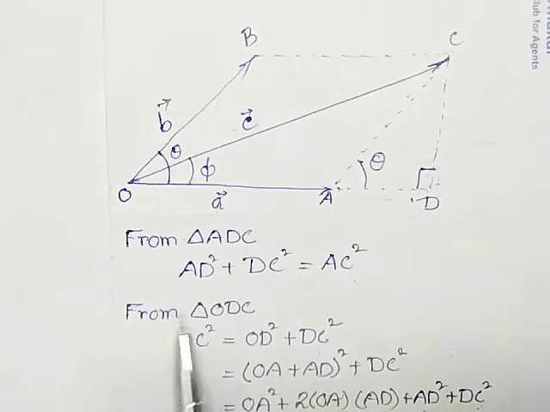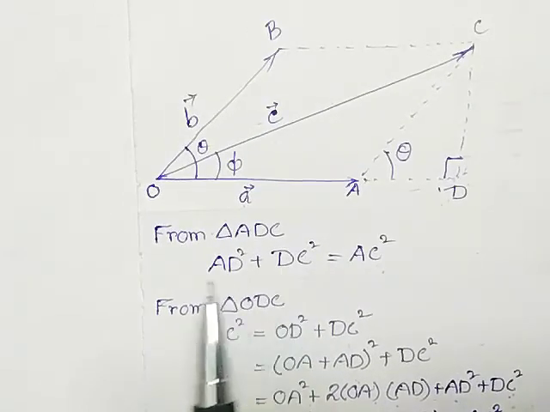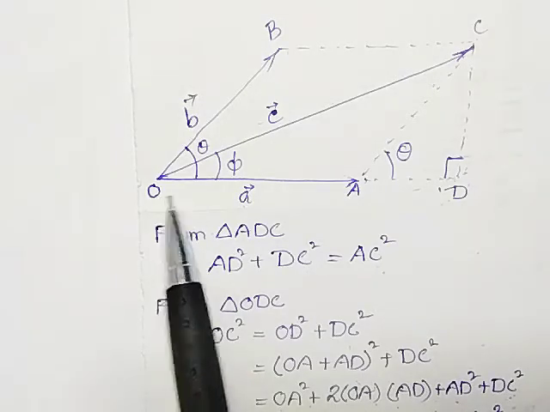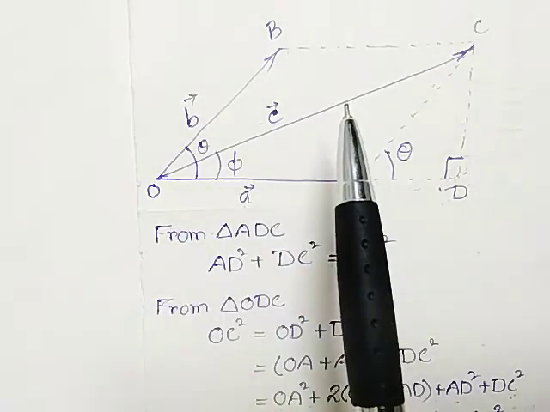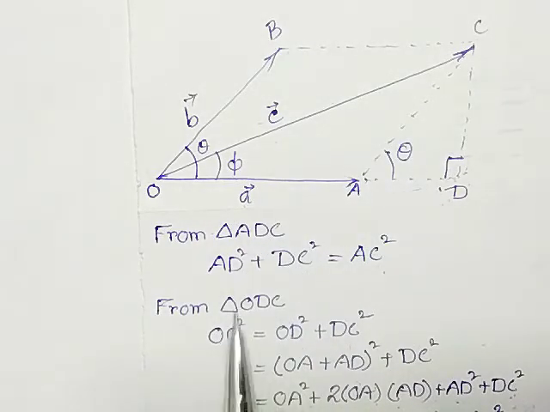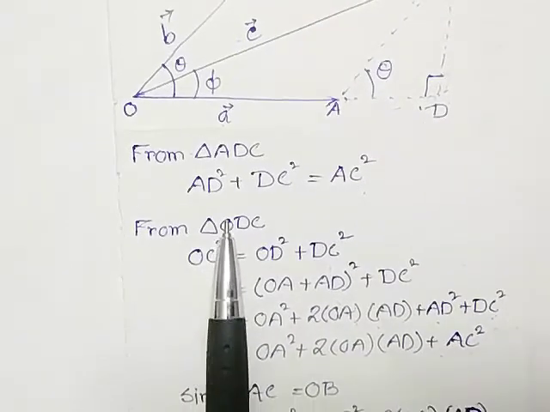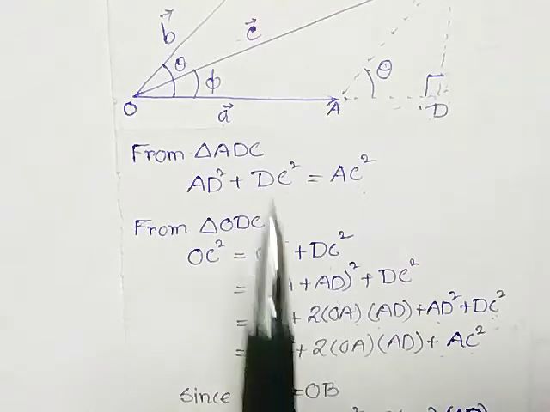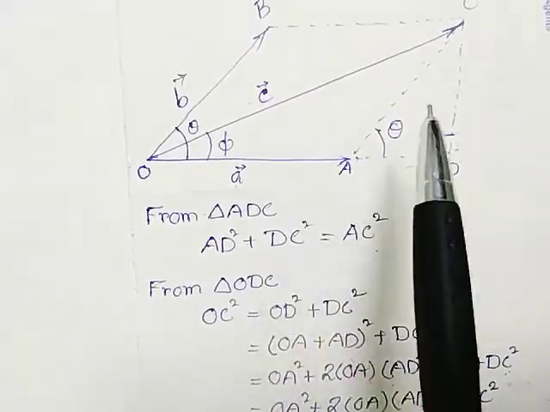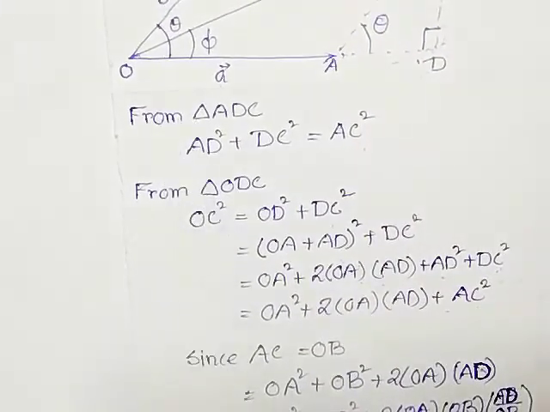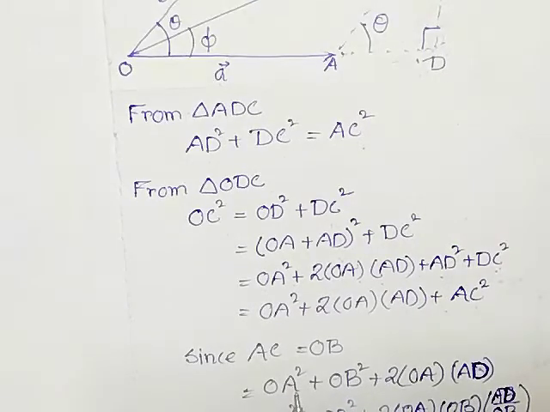Now we know it is a parallelogram, so two sides are parallel. OA and BC are parallel and equal. OB and AC are parallel and equal. So if I replace this AC square by OB square, it will not be harmful, because AC and OB are equal and parallel. So it will become OA square plus OB square plus 2 OA into AD.